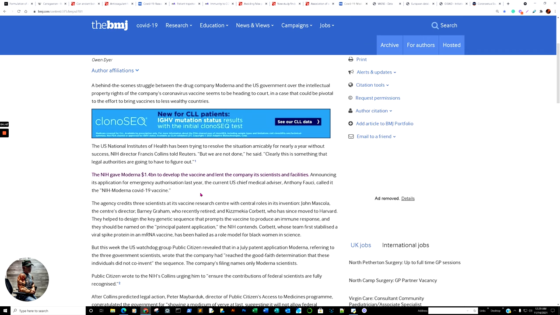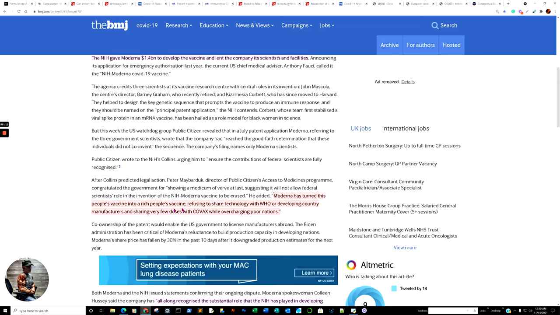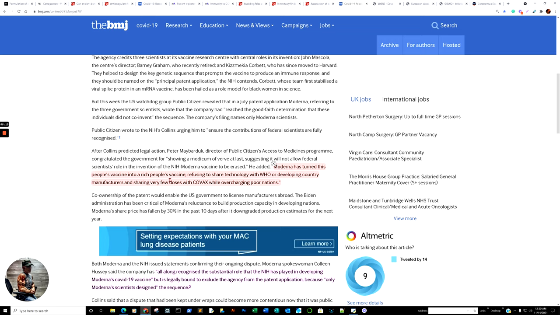And Anthony Fauci called it the NIH Moderna COVID-19 vaccine. So there was a vested interest in the NIH, obviously, making sure the vaccine was favorable. But here's the kicker. Are you ready? So they think they're going to get patents from the NIH and everything else like that, and you know it's going to turn out well. Not so fast. Moderna has turned its people's vaccine into a rich people's vaccine, refusing to share technology with the World Health Organization or developing country manufacturers, and sharing very few doses with COVAX while overcharging poor nations.